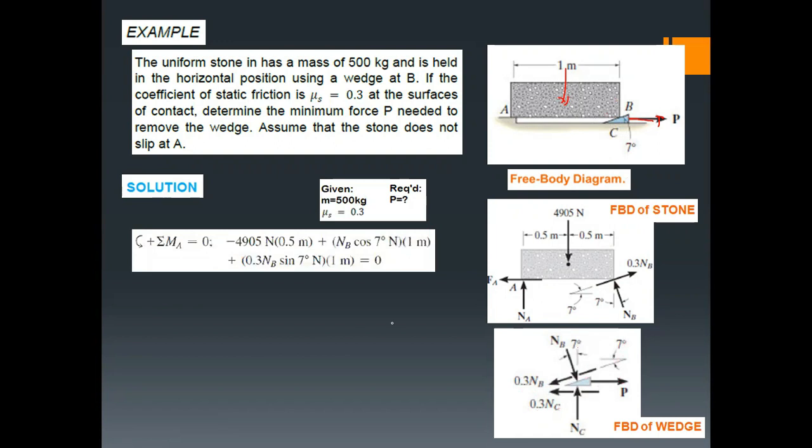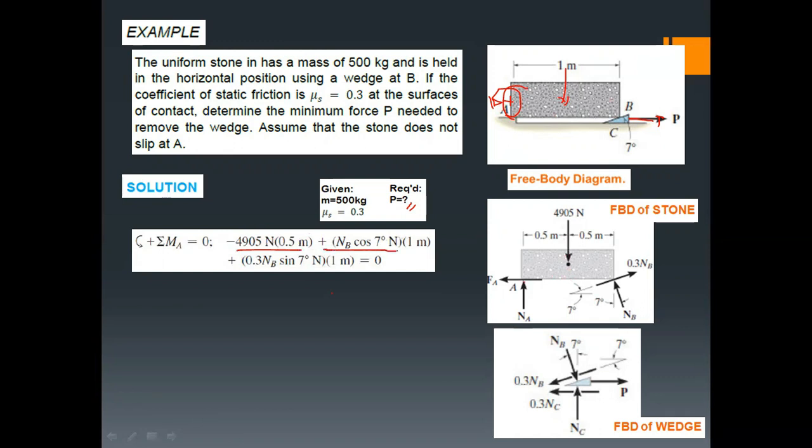So, since we have that, the summation of forces and the summation of moments. Given that the required is only P, okay? So the negative summation of moment at A, because it's easier to get it there. So positive counterclockwise. So we'll get 4,905 Newton times its distance from the point of axis, or point of rotation.